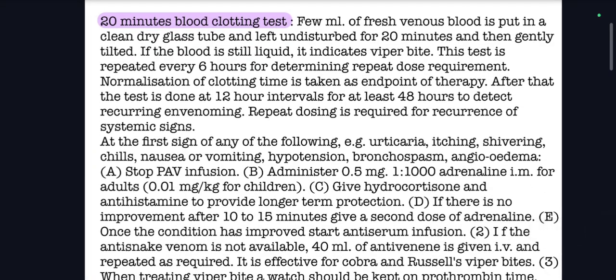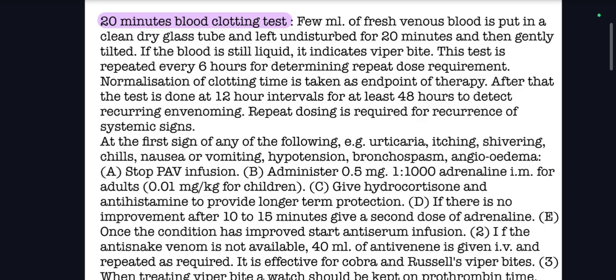Now more points regarding it. 20 minutes blood clotting test. What is it? A few ml of fresh venous blood is put in a clean dry tube and left undisturbed for 20 minutes and then gently tilted. If the blood is still liquid, it indicates viper bite. This test is repeated every 6 hours for determining repeat dose requirement. Normalization of clotting time is taken as the endpoint of therapy.